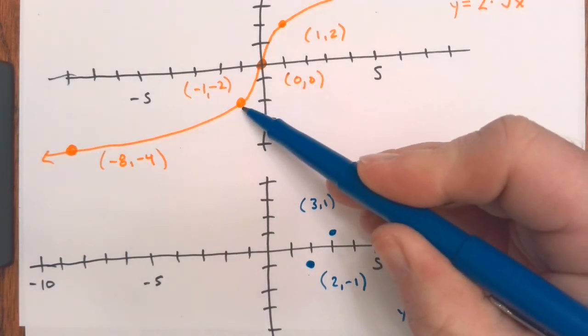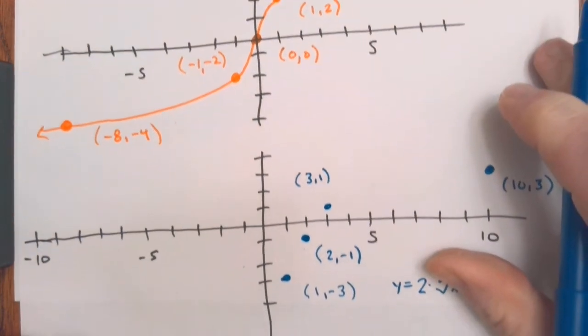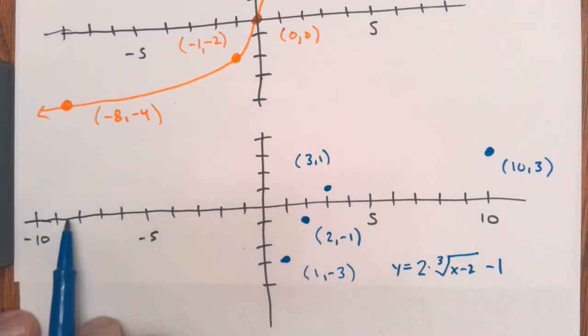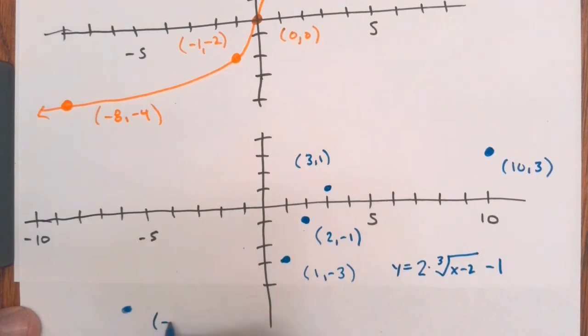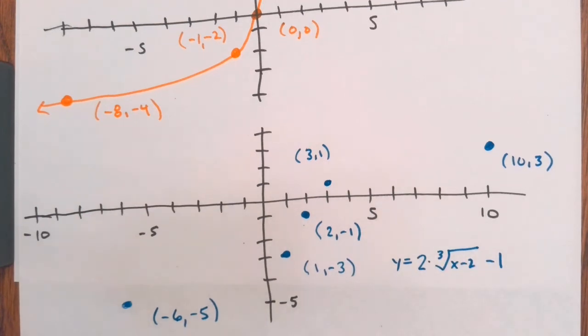We have another point here at -1, -2. I want to go right 2 and down 1. So that would be the point 1, -3. And then finally -8, -4. If I go to the right 2 and then down 1, that would put me at the point -6, -5. Should probably make one more mark here. So -5 is on there. And then we can draw in our shape.